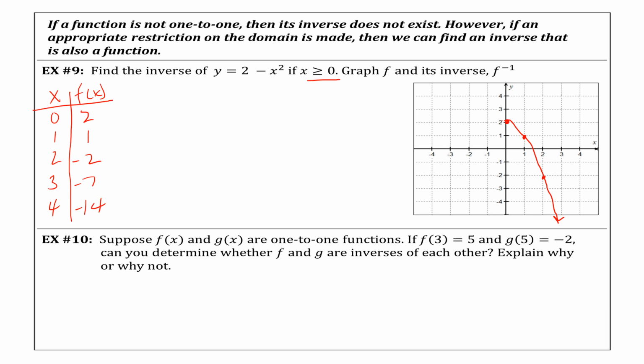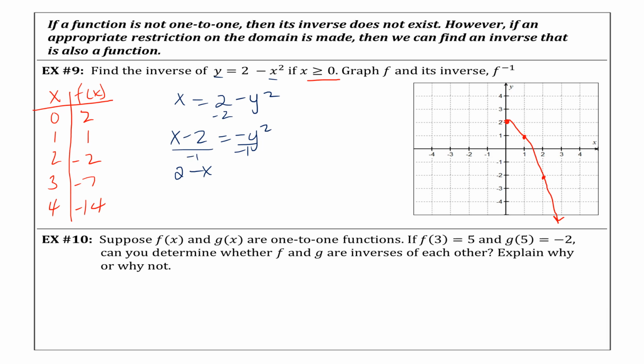But to find the inverse, we're going to switch our x and our y. So we have x equals 2 minus y squared. I'm going to isolate the y, so I subtract 2. And we're left with x minus 2 equals negative y squared. I'm going to divide everything by negative 1. So when I divide by negative 1, I'm left with positive 2 minus x. So if I divide by negative 1, x becomes negative, 2 becomes positive.